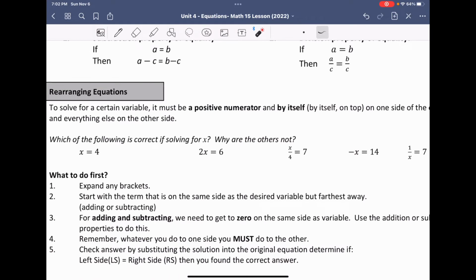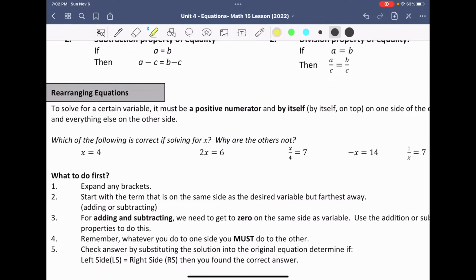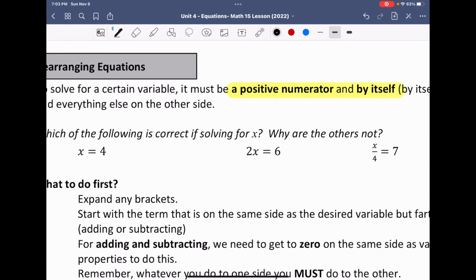All right, so now let's talk about rearranging equations. To solve for any certain variable, it must be a positive value and be by itself or on the top. So if I look at some of the examples below, which one is correct in solving for x? Well, in the first case here, x equals 4, this is good because our x value is positive and in the numerator, and it's equal to some value.